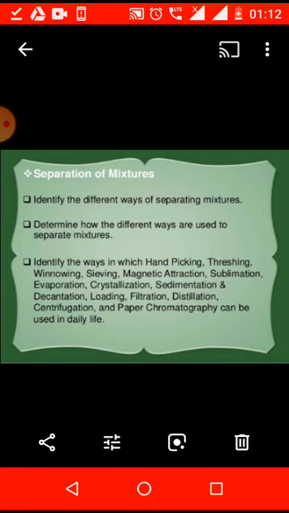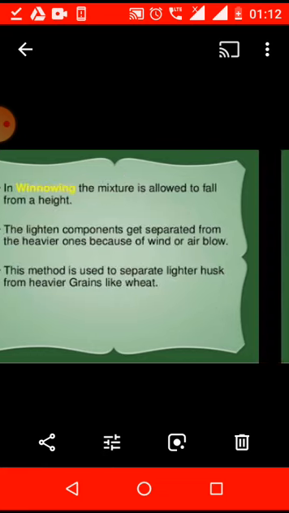And then separation of mixtures: identify the different ways of separating mixtures, and determine how the different ways are used to separate mixtures. So already we know the ways we can use: hand picking, threshing, winnowing, sieving, magnetic attraction, sublimation, evaporation, crystallization, sedimentation, etc.